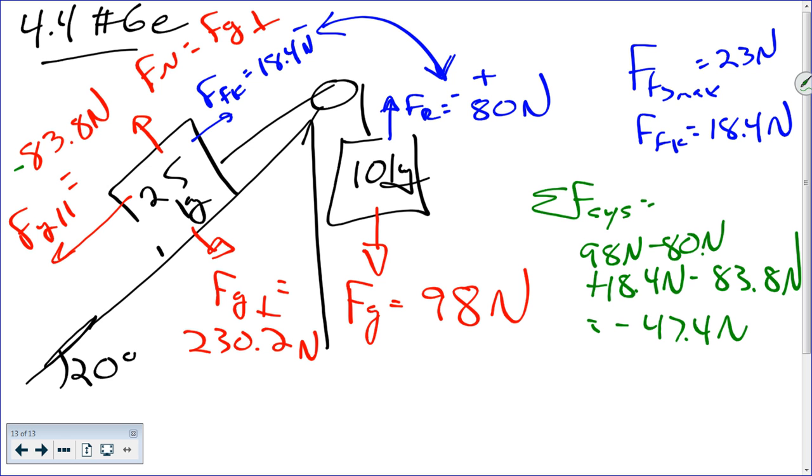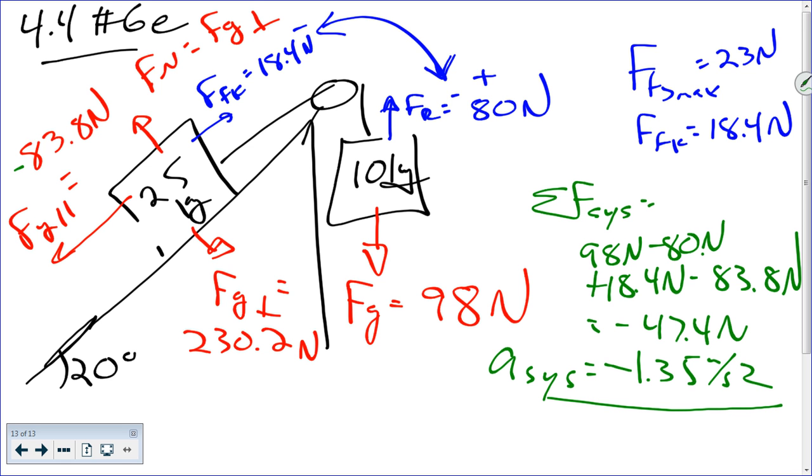All right, so now we can find the acceleration of the system just by doing net force over mass, and you end up getting negative 1.35 meters per second squared. Cool? And then you do both of the masses combined for that one? Correct. Yes, that was the total mass. Good. I'm sorry I didn't write that down. All right, everybody good?